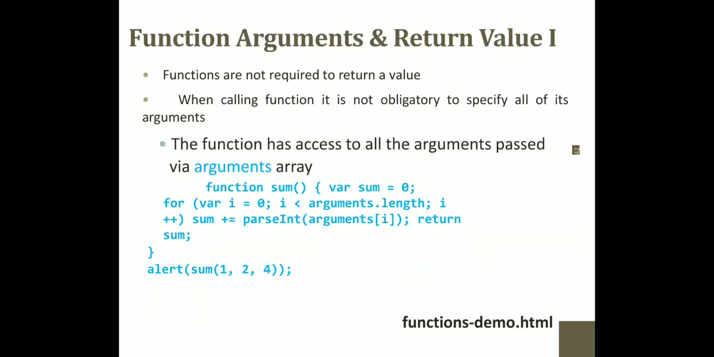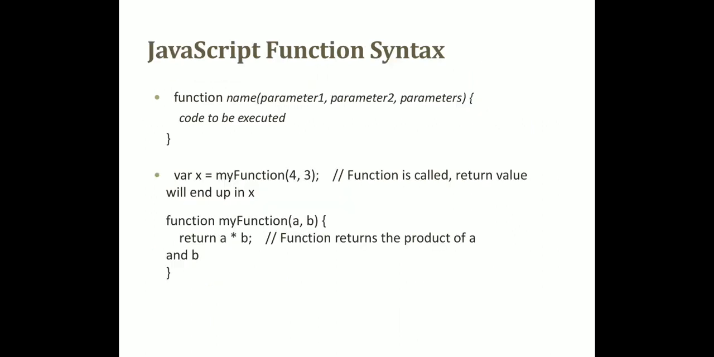So in functions also we have seen the arguments and return value. The function has access to all the arguments that are passed via the arguments array. Like we can see we have used here function sum, and in the for loop we have used arguments.length. Okay, so all the arguments will be passed here, and we have called the sum function: sum plus equals arguments of y, return sum, and alert sum 1 to 4. Okay, so this is about function arguments and returning the value.